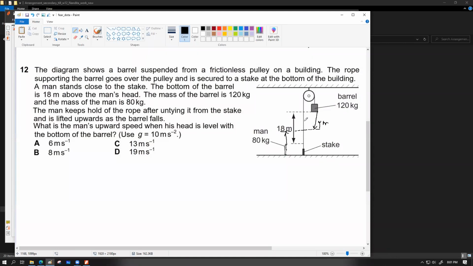Now, I need all of you to understand a couple of things very clearly. In this entire process, starting from rest, this barrel of 120 kg is going to lose GP because it's going to fall down by 9 meter height.